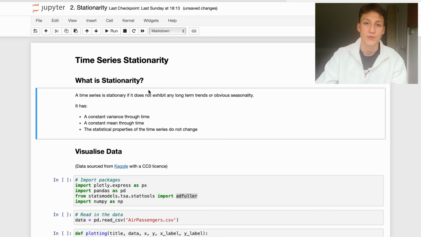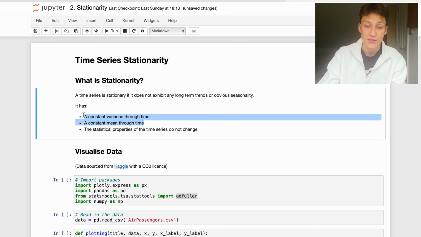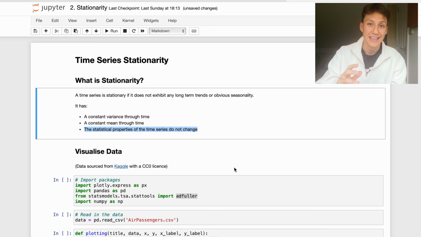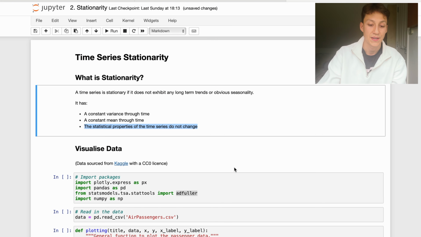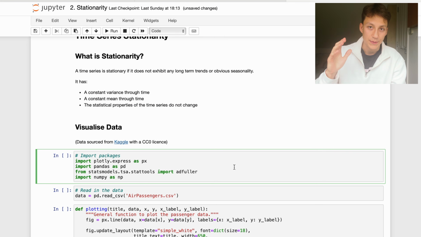So we'll first begin with answering the question, what is stationarity? As I've written here in this notebook, a time series is stationary if it doesn't exhibit any long-term trend or obvious seasonality. Mathematically, what this means is that our time series will have a constant variance and a constant mean through time. And because there's a constant mean and constant variance, we say its statistical properties do not change. So those are the key things to remember about stationary time series. A time series is stationary if its mean is constant and its variance is constant. Okay, that's the main point.